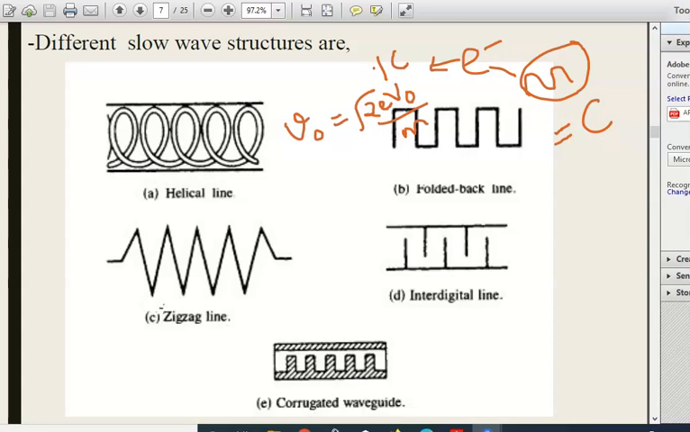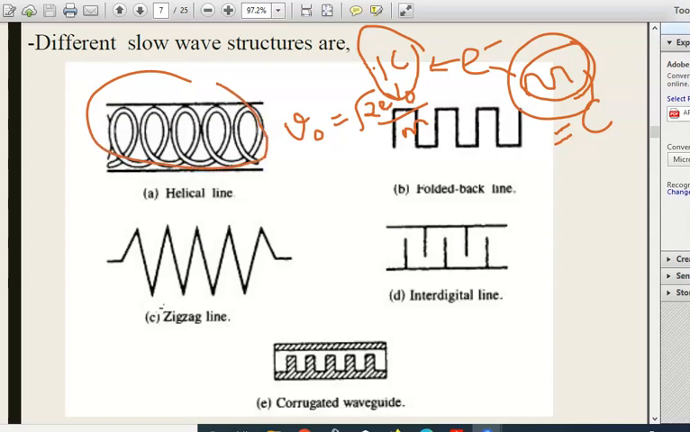So since both of them are traveling together in the case of TWT, a proper interaction cannot take place. So what we have to do is, either we have to increase the velocity of electrons or we have to decrease the velocity of the input waves or your RF signal. So what we do is, we reduce the velocity of the RF signal by the structures called slow wave structure.